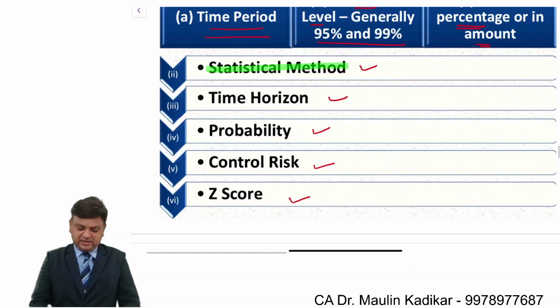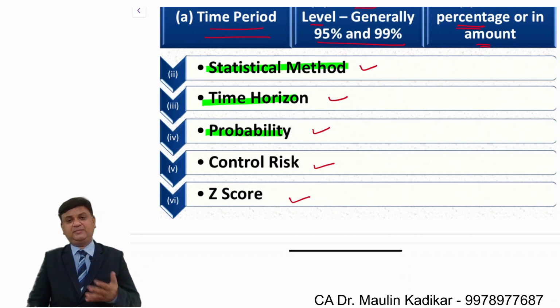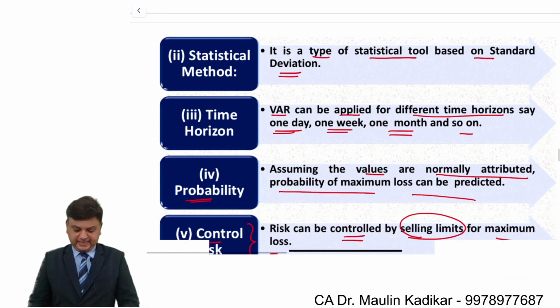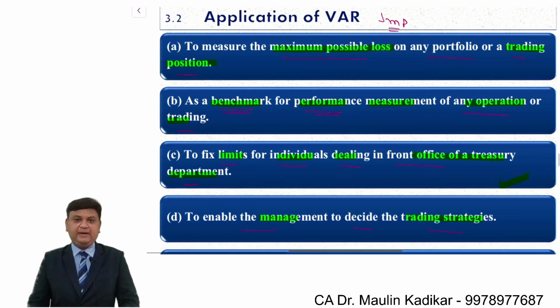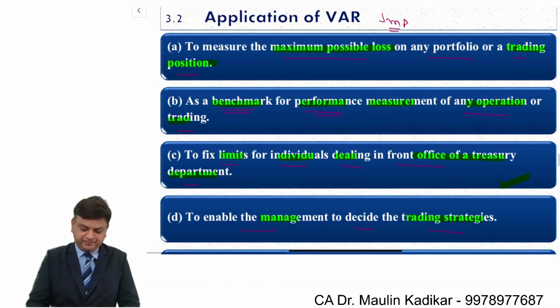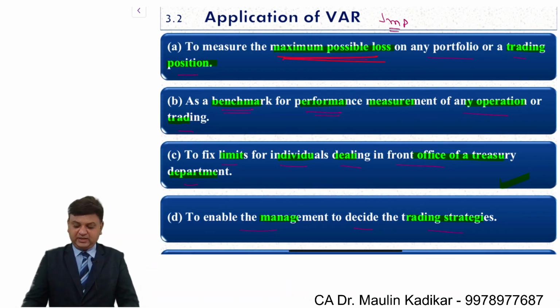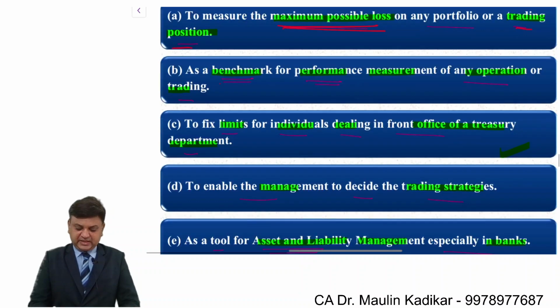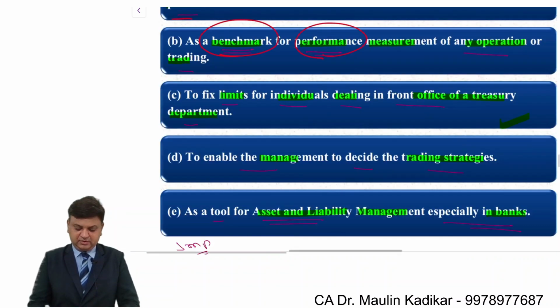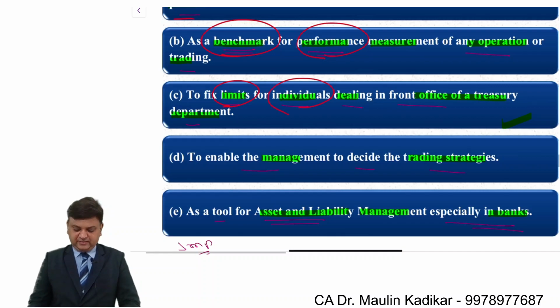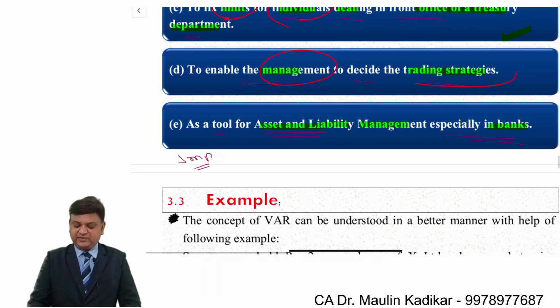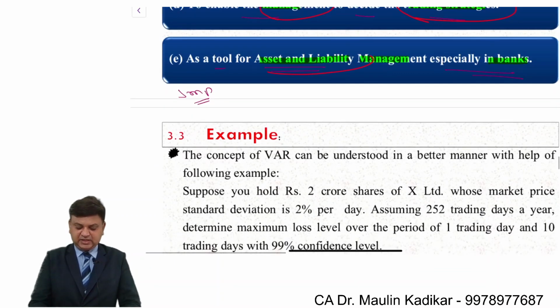It is a statistical method with a time horizon. It will give the probability, that is, to what extent my conclusion can be wrong. It is useful for controlling risk, and the Z-score is used. That is what we have understood. Applications: you can decide the maximum possible loss for a trading position. It is a benchmark for performance measurement. It fixes the limit for individual dealers, enables management to decide trading strategies, and is an asset for asset liability management for the bank.